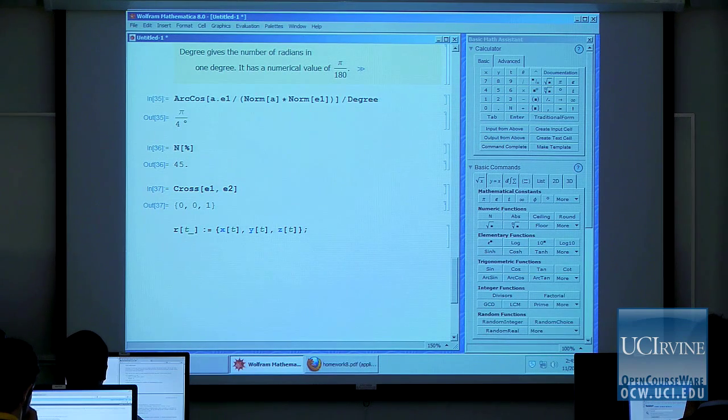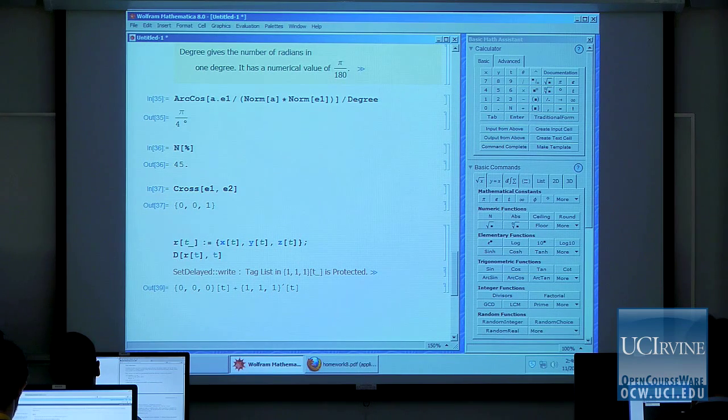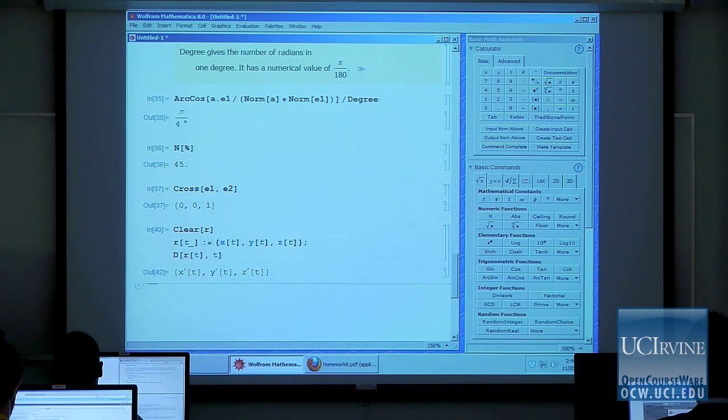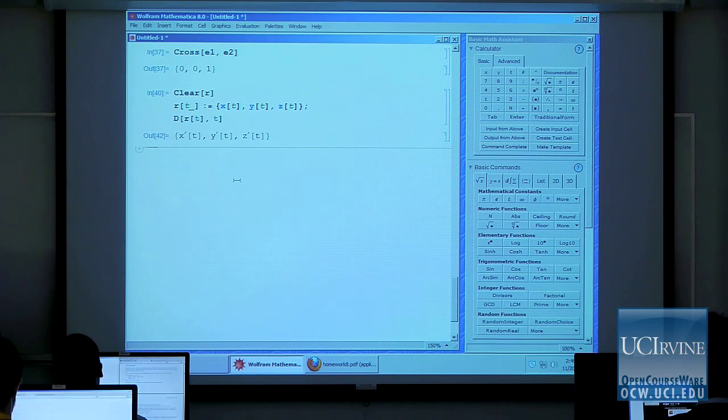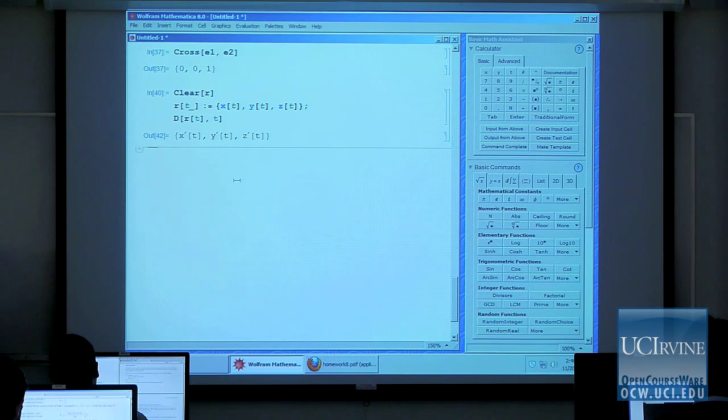And now, if I want to evaluate the velocity, I take the derivative. So I just say d of r of t with respect to t. And what I get out is an indication that I used r before, so I think I need to clear r here. And so now I get a clean result. And there's nothing profound here except just to show you that Mathematica knows to just take the derivative of each of the components, and I get back a vector that would correspond to the velocity if r was the position of a particle.